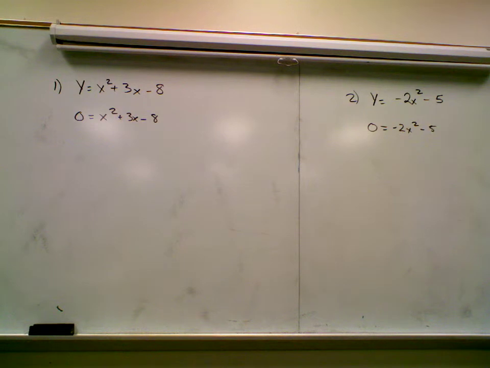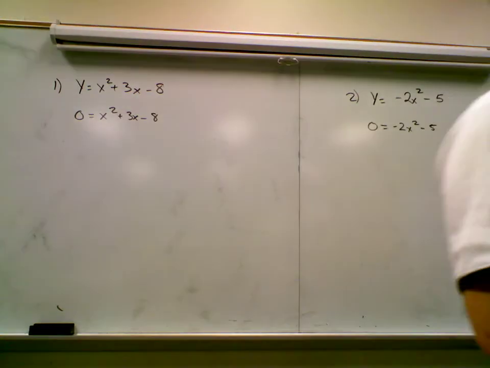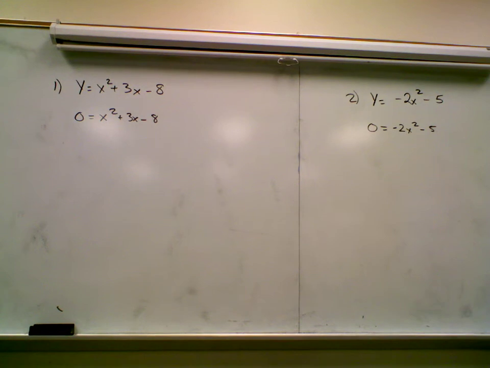Okay. So I asked you to find the x-intercept. To find the x-intercept of these two equations, you set y equals 0, and you're supposed to do what next? Use the quadratic formula. No, not yet. You're supposed to use what next? You're supposed to factor, right? So we're trying to factor these.